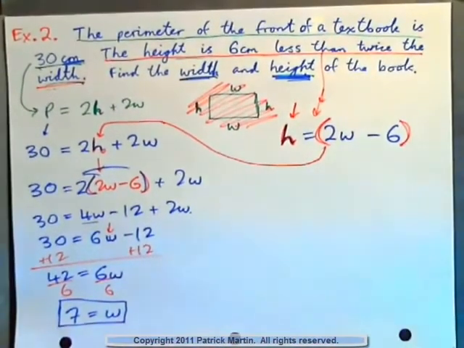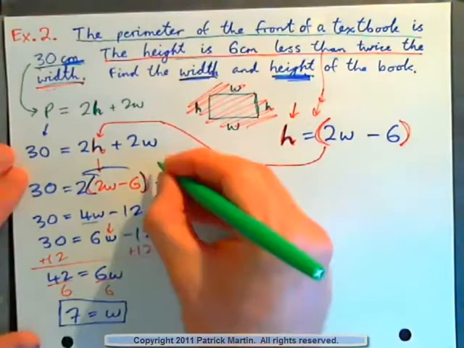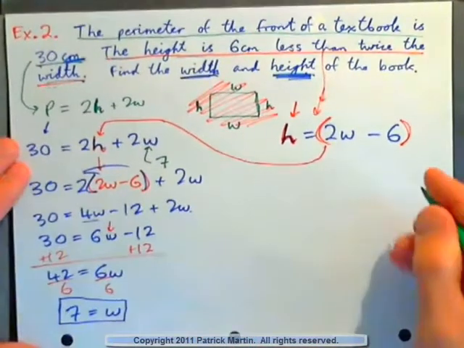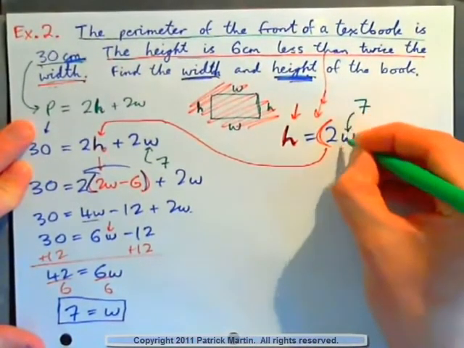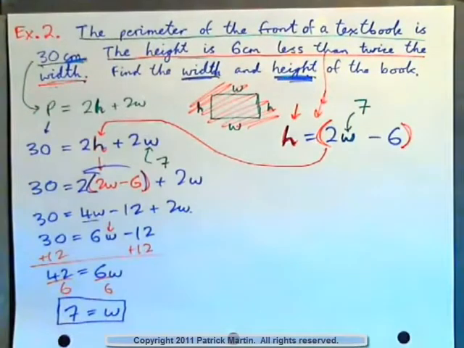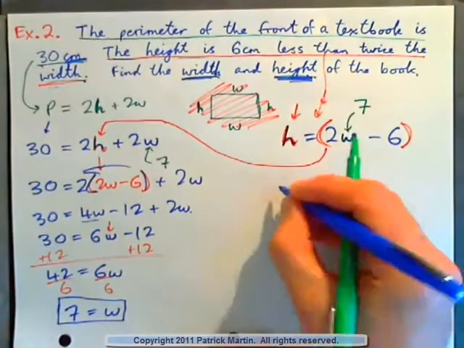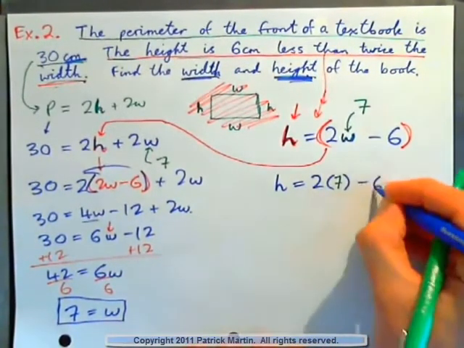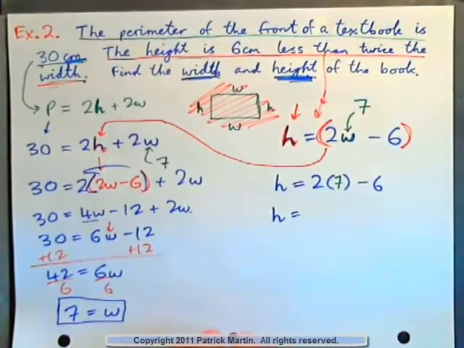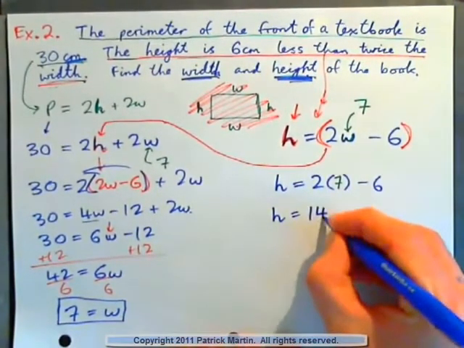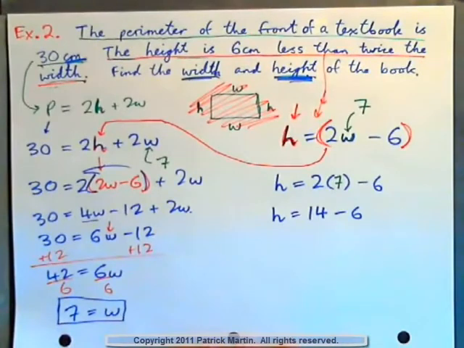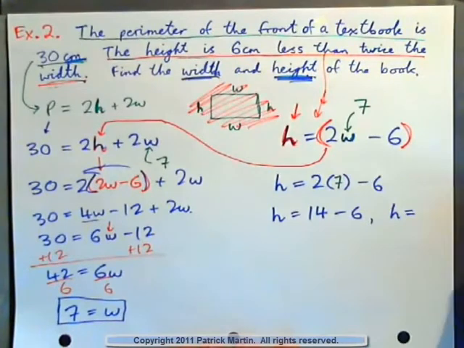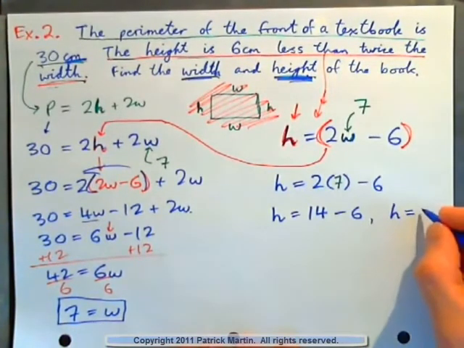Okay, so I have W equals 7. And once again, I can take that 7 and plug it in here and find H with this equation. Or I can take the 7 and plug it in for this W here and find height this way. Either way, you should still get the same height. So H equals 2 times, plug 7 in for W, minus 6, and calculate that. H equals 2 times 7, 14 minus 6. And I have H equals 14 minus 6 gives me, is that 8?